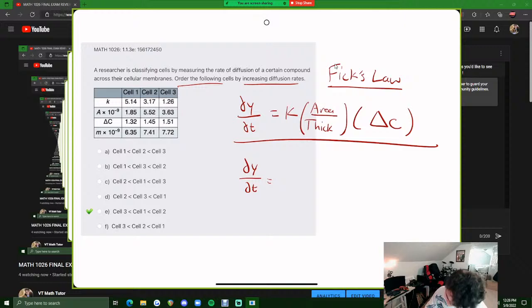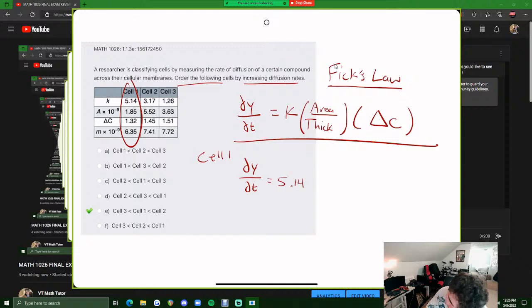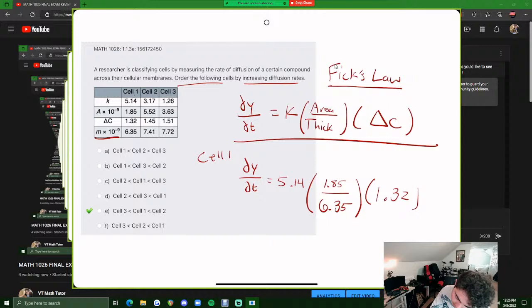So for the first one, cell 1, what we would do is plug in 5.14 for K. The area, we would literally just plug in 1.85, and then the thickness is the membrane, m times 10 to the negative 9, so 6.35, and then the delta C is 1.32.